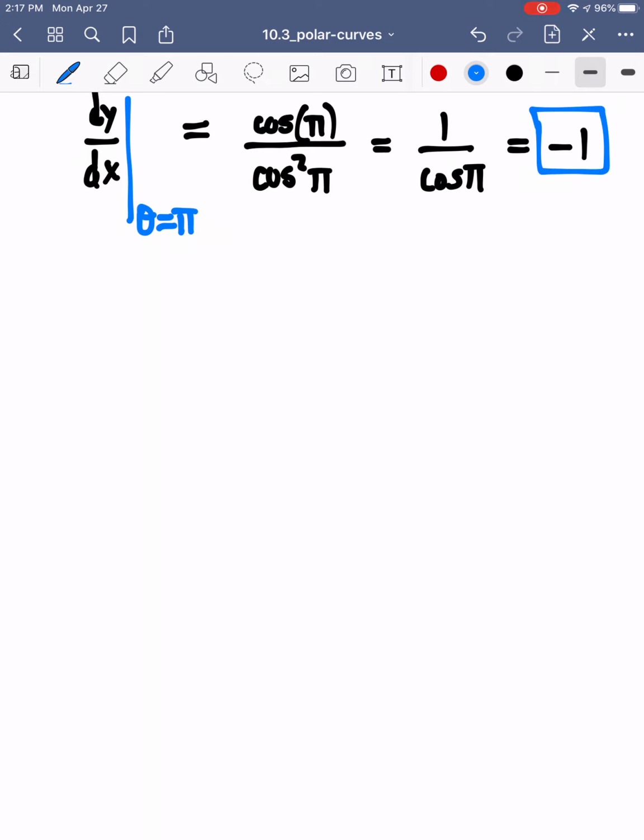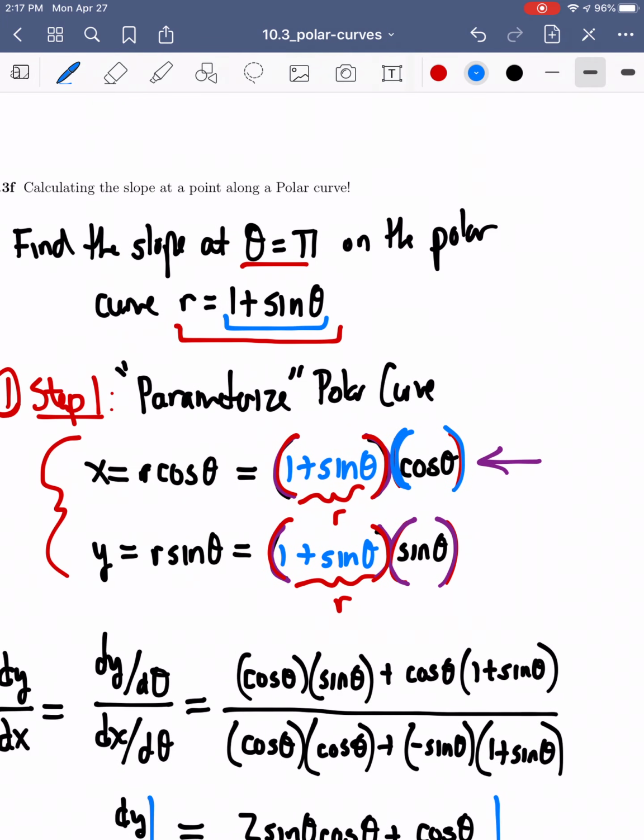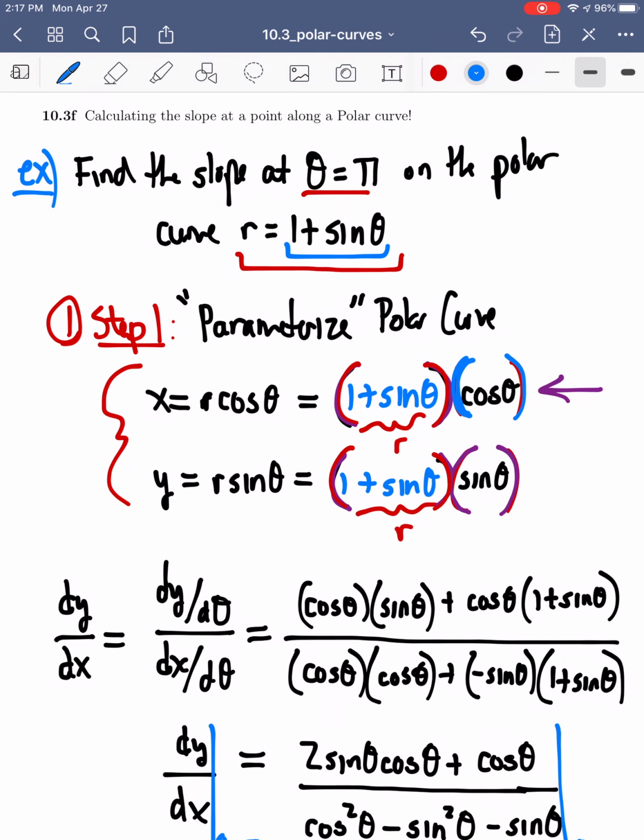And just to reiterate this entire process, when we're interested in finding the slope along a polar curve at a particular point, the first thing we need to do is parameterize that curve. Whatever polar curve we're given, in this case 1 plus sine theta, we're just going to plug that into our r when we take x equals r cosine theta and y equals r sine theta. And then once we have that parameterization, we can just hit this with the parametric calculus that we've already developed in this course.